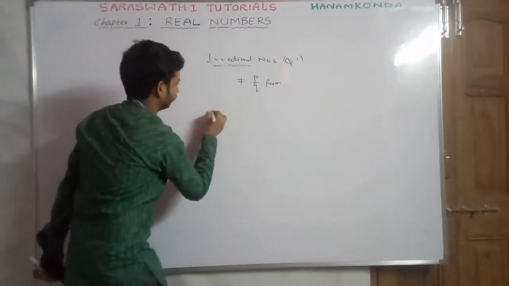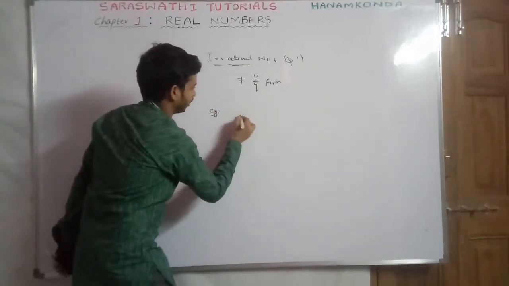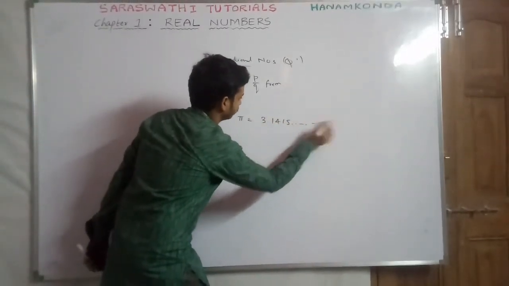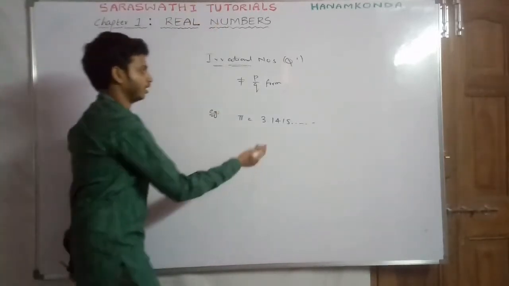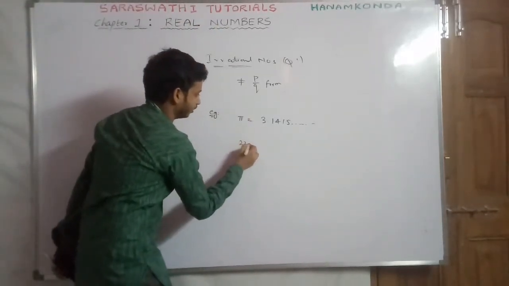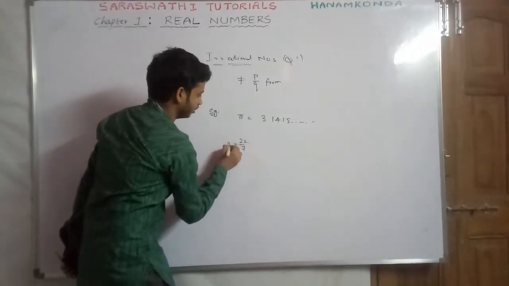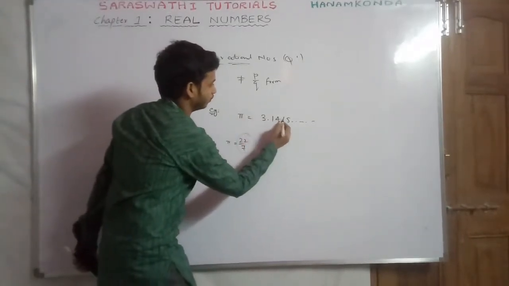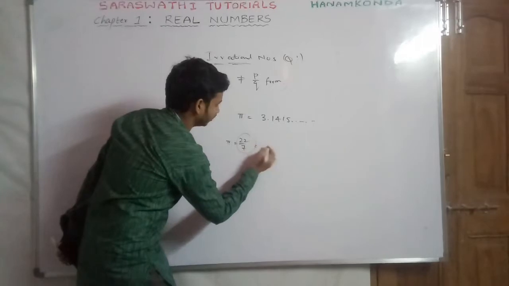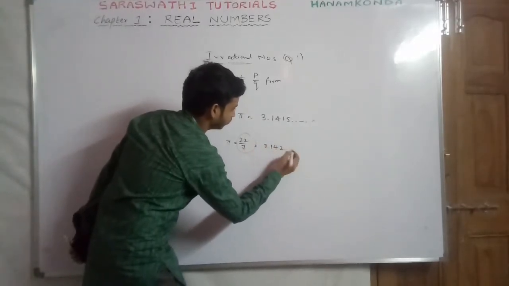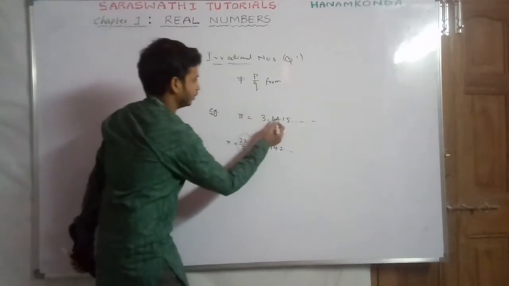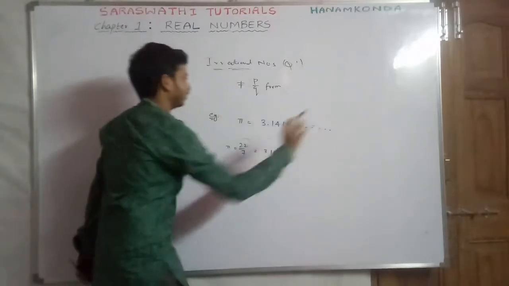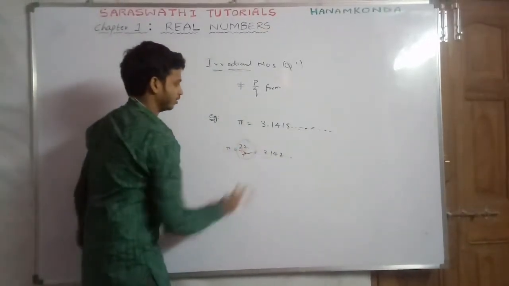For example, pi. The value of pi is 3.1415 and so on. Actually, we take the pi value as 22 by 7 in some problems, but 22 by 7 is only an approximation of pi. Its value is 3.142 something, whereas the actual pi value is 3.1415 and so on, where the decimal value goes on forever without repeating. So 22 by 7 is only the approximate value.